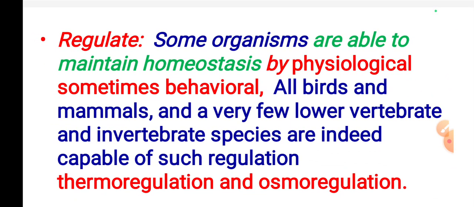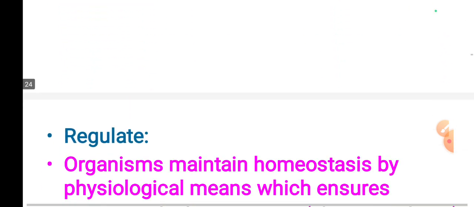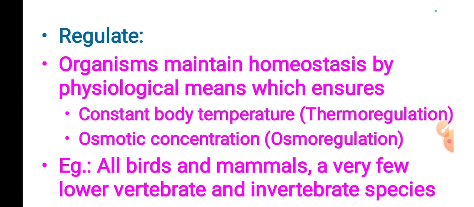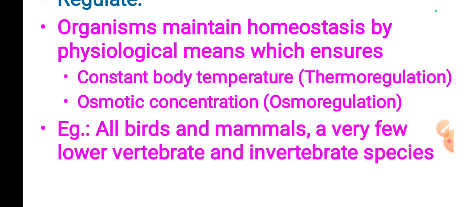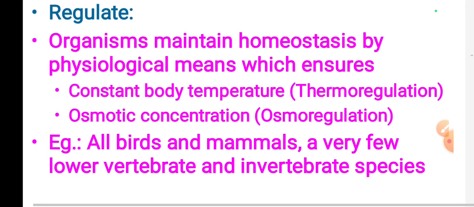Then regulate. Some organisms are able to maintain homeostasis by physiological, sometimes behavioral means. All birds and mammals and a very few lower vertebrate and invertebrate species are indeed capable of such regulation, thermoregulation and osmoregulation. Regulators maintain homeostasis by physiological means which ensures constant body temperature, thermoregulation, and osmotic concentration, osmoregulation. Example: all birds and mammals and a few lower vertebrate and invertebrate species show the regulation.